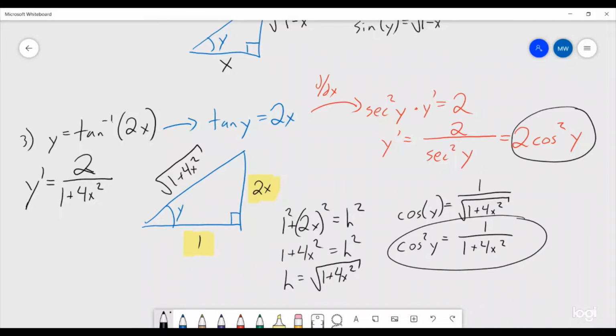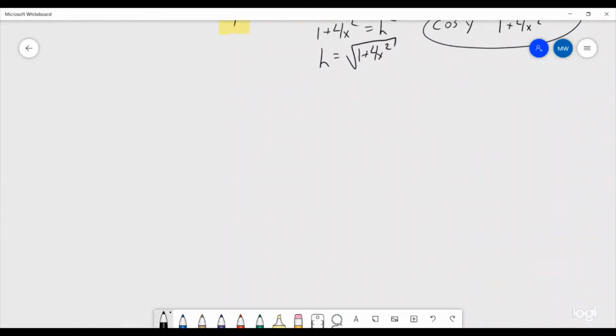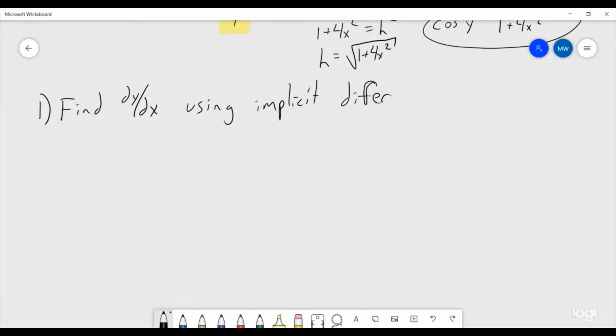Some other functions that we would need to do this with are going to be logarithms. So anytime we have a logarithm, we are going to need to do implicit differentiation on it. So let's find dy/dx using implicit differentiation of y equals natural log of x.